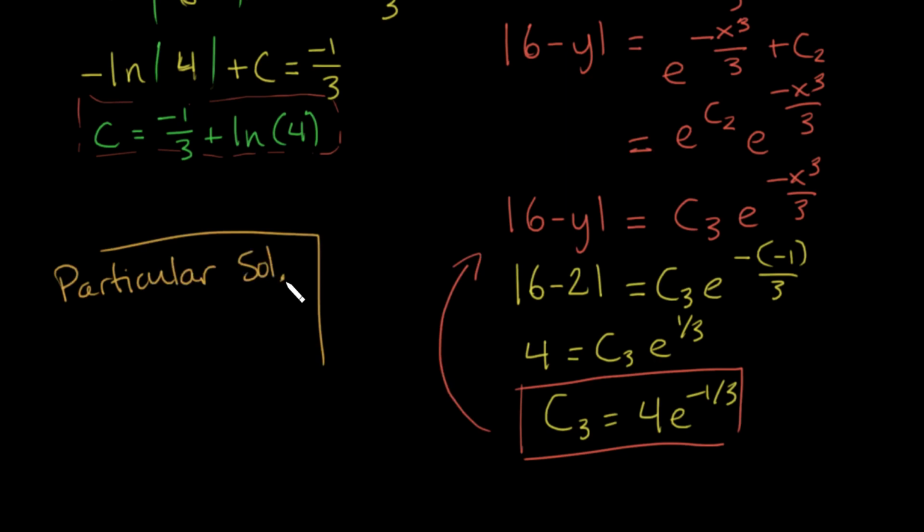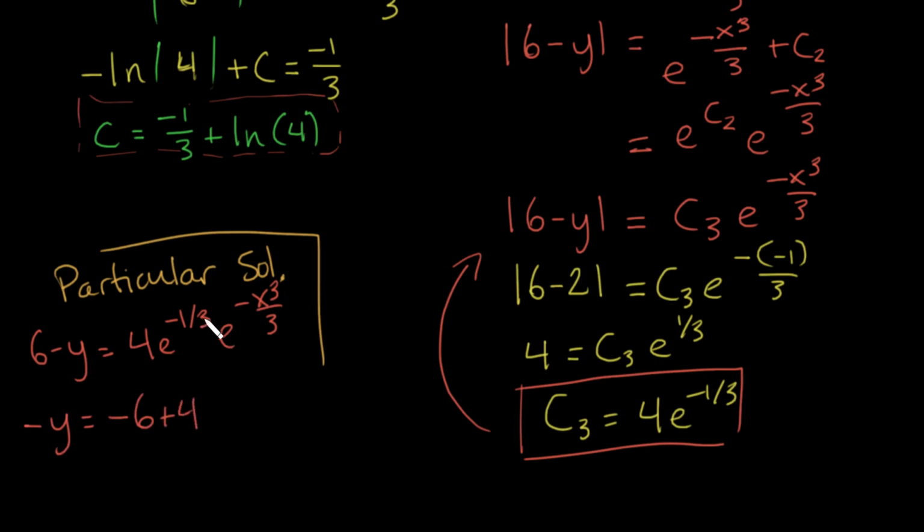I'm running out of space, I'll abbreviate that. And we can take out the absolute value here. So we get that 6 minus y equals, we plug in C3, 4e to the -1/3 times e to the -x cubed divided by 3. And we can do a couple of things here. First thing we can do is subtract this 6. So we can say y equals -6 plus 4.